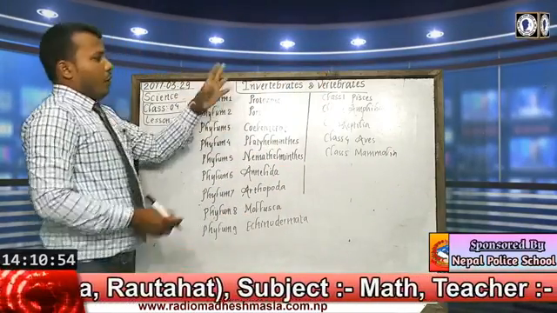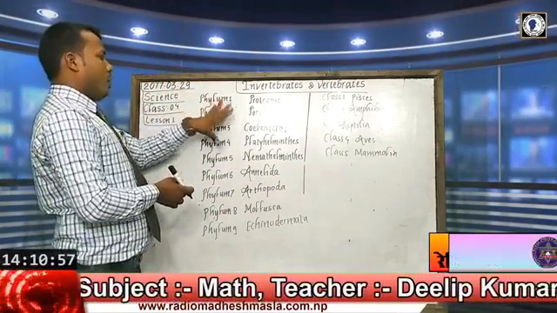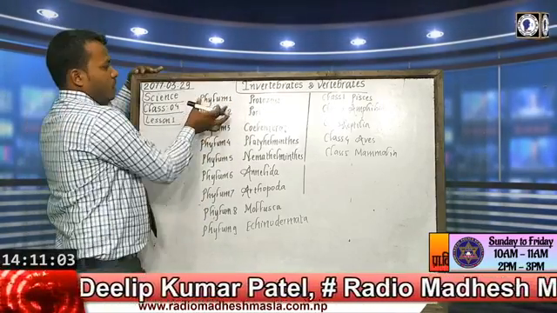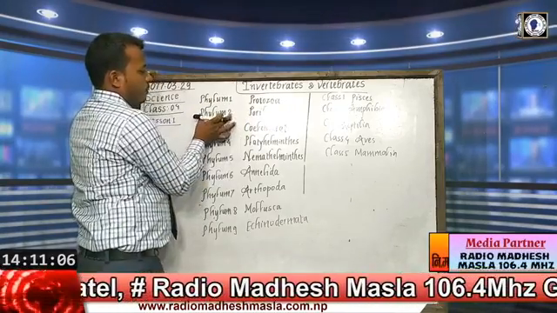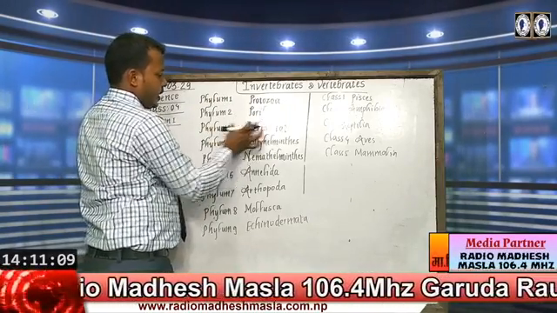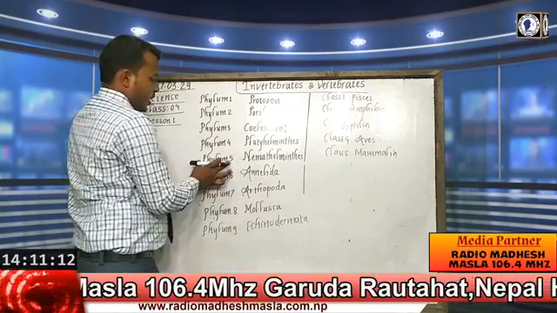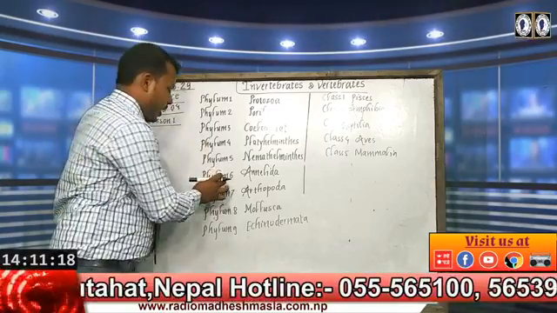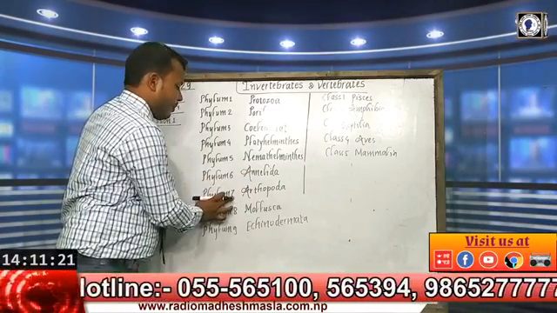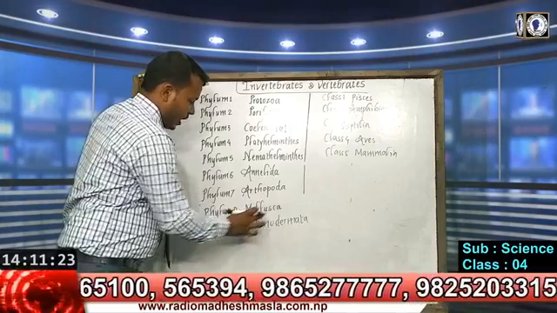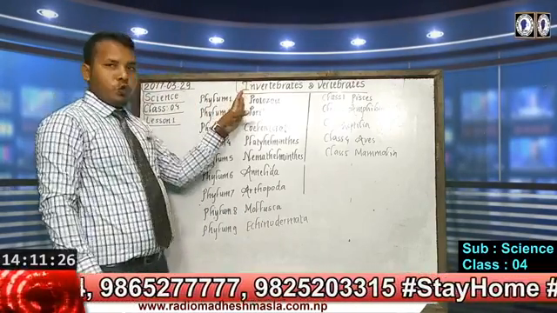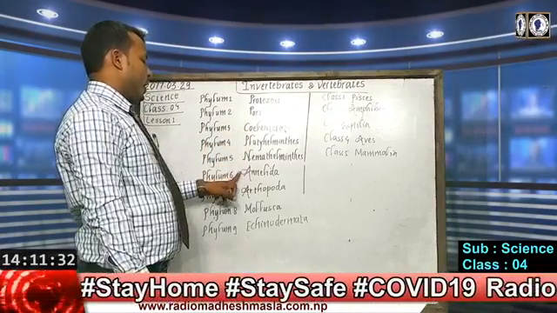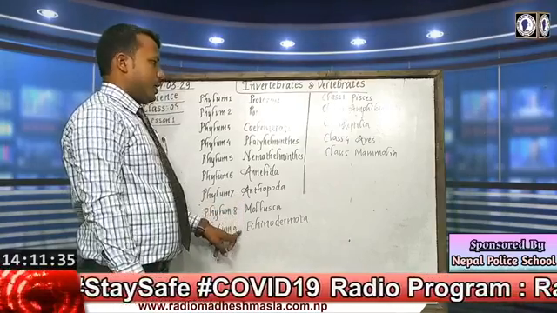Okay, once again, these phyla are very hard to pronounce, so let's pronounce them after me. Phylum 1 Protozoa, phylum 2 Porifera, phylum 3 Coelenterata, phylum 4 Platyhelminthes, phylum 5 Nemathelminthes. The other name of Nemathelminthes is Aschelminthes. Phylum 6 Annelida, phylum 7 Arthropoda, phylum 8 Mollusca, phylum 9 Echinodermata. Protozoa, Porifera, Coelenterata, Platyhelminthes, Nemathelminthes, Annelida, Arthropoda, Mollusca, Echinodermata.